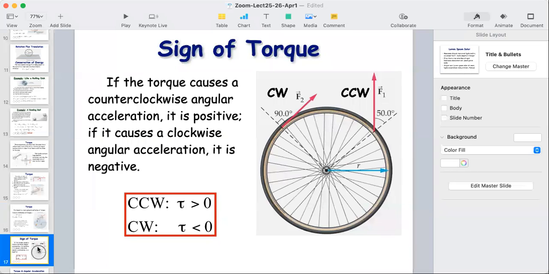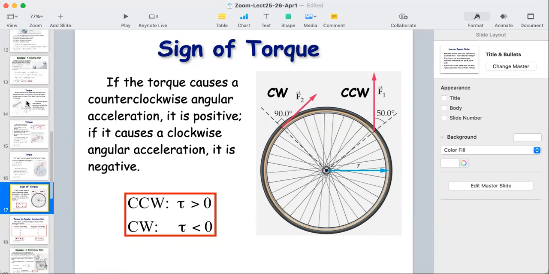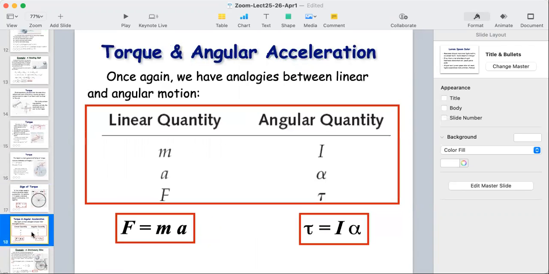How is the sign of the torque? If the torque causes a counterclockwise angular acceleration, it is positive, while if it causes a clockwise angular acceleration, it is negative. Okay, so here counterclockwise is positive, while clockwise is negative. And this you can also see using the sine of the angle.